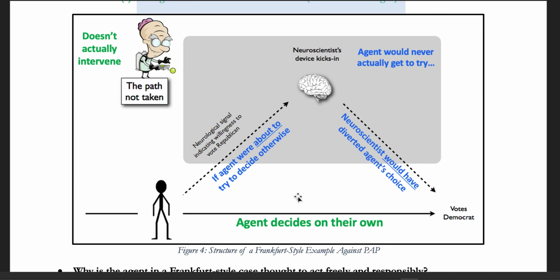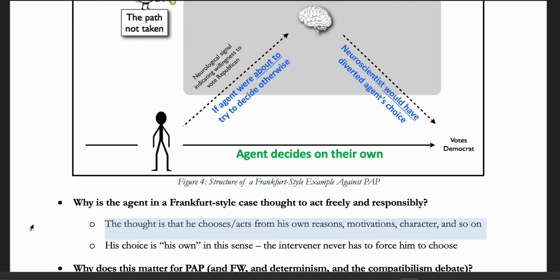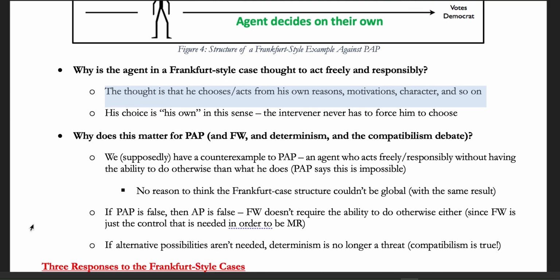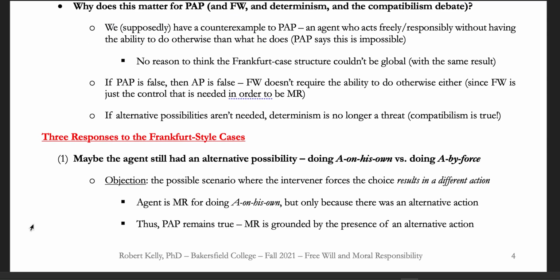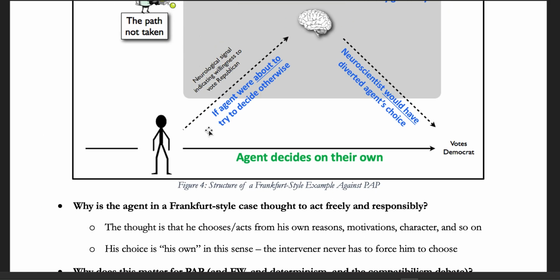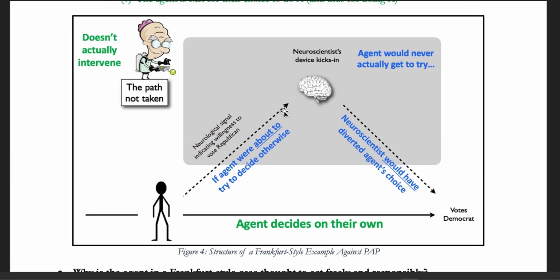So the thought goes: because he chooses on his own, he acts for his own reasons. Right? So you can be responsible even though you couldn't have done otherwise. That's the thought. Now, what have people said about this? One response that people have given is, hey, I don't know. Maybe there is an alternative possibility there. I mean, you're telling me that he can't do anything other than vote Democrat. That seems right, I guess, because if he tries to do something else, this guy's just going to force him to do that.